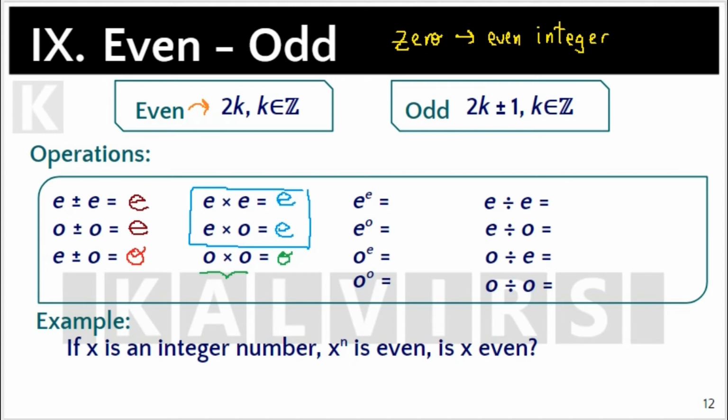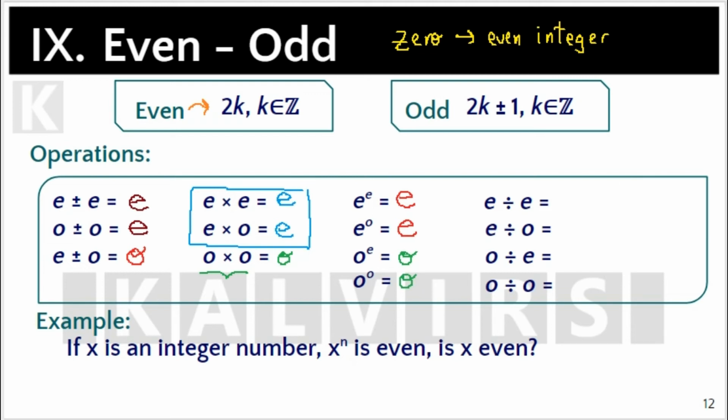Now, for powers. An even integer with an even power is always even. An even integer with an odd power is always even. An odd integer with an even power is always odd, and an odd integer with an odd power is always odd.